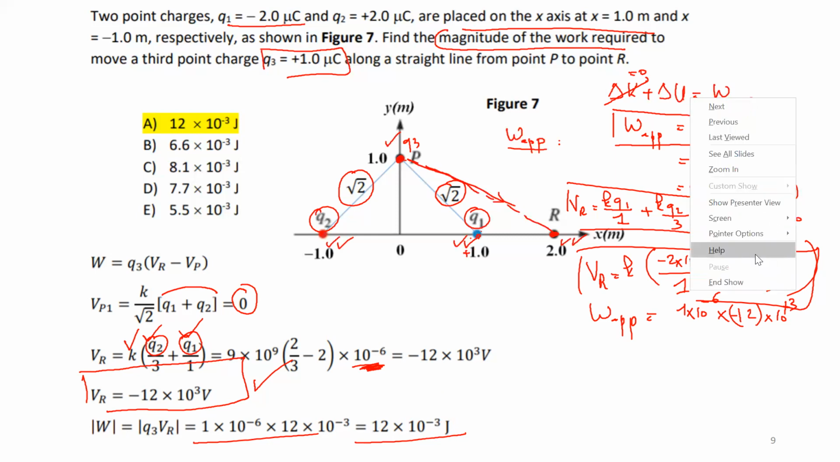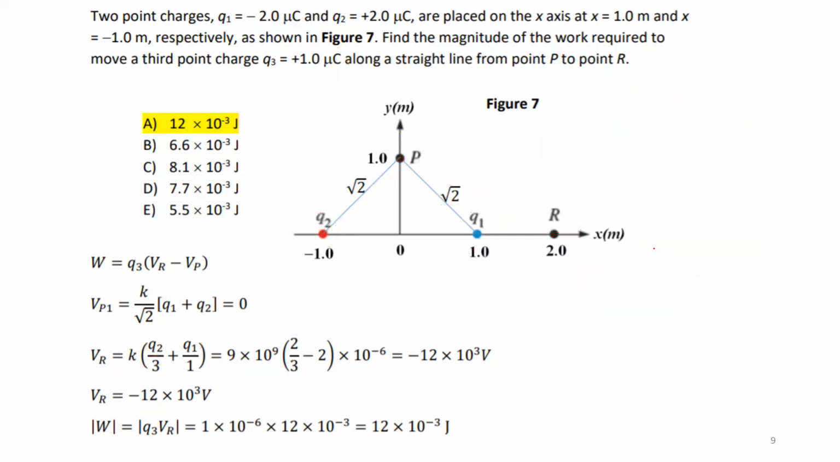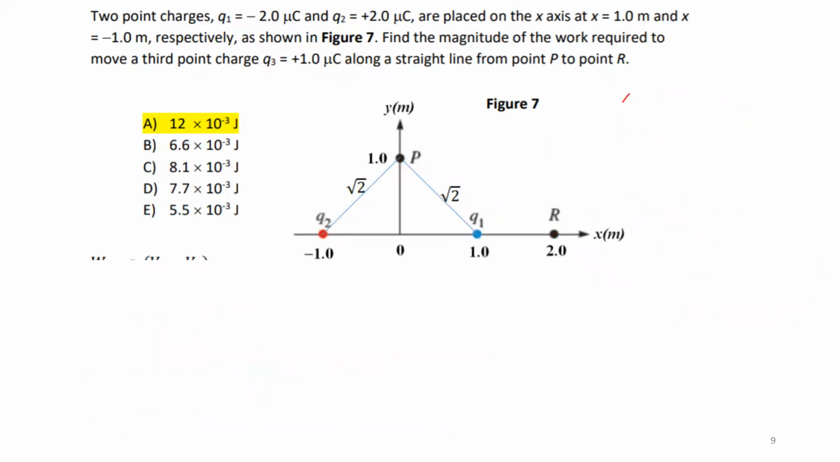Now, another way to solve the same problem is to say that, as we already discussed, delta K plus delta U is equal to work applied. Because delta K is 0, work applied will be just delta U. Now, delta U will be U final minus U initial. What is U final?